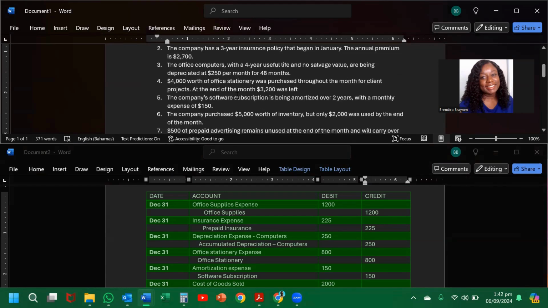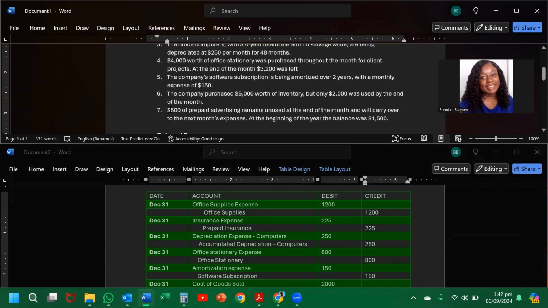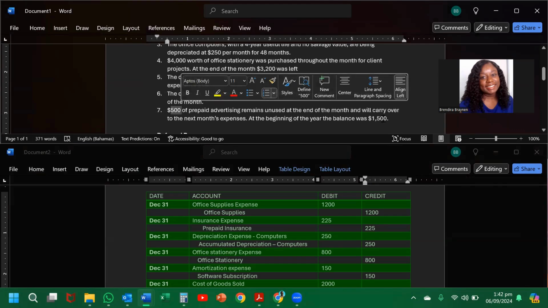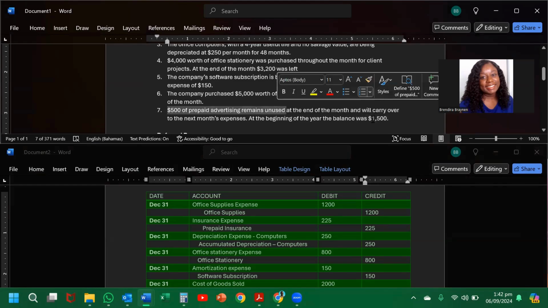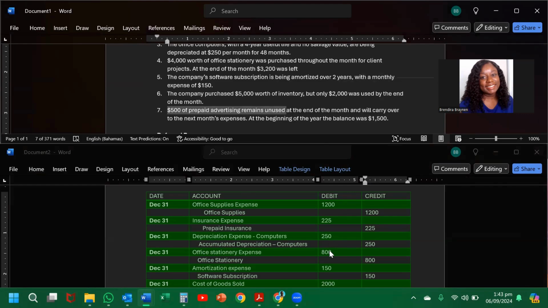And then sometimes they give us instances where they tell us what the balance was. So 1,500, what the balance unused should be. And therefore we subtract to figure out how much the expense should be. And that is the amount that we use within our journal entry.